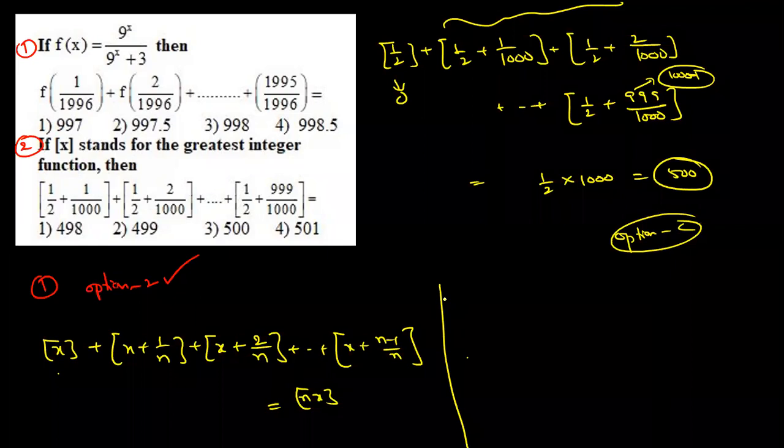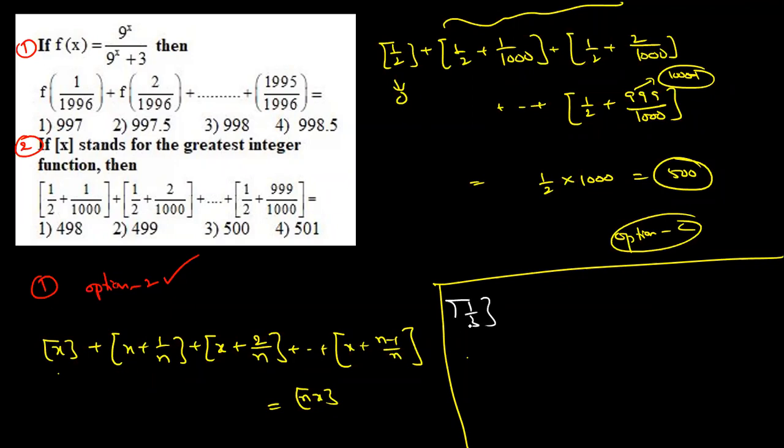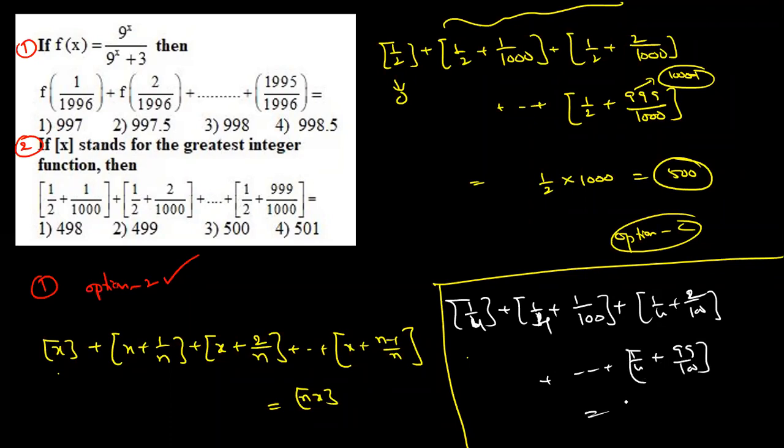So I'm giving one more question. One more model. Sometimes they're asking like this: 1 by 4 plus 1 by 100, 2 by 100, and so on, 1 by 4 plus 99 by 100. So what is the answer coming? 1 by 4 into 100. So the answer is how much? 25.